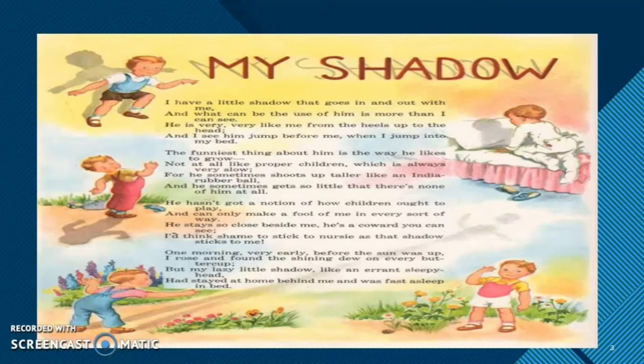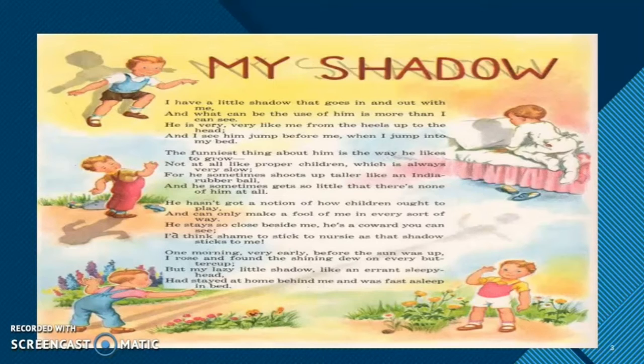And what can be the use of him is more than I can see. So he says that the shadow has no use, okay? He cannot see any use of the shadow. So indirectly, he's calling the shadow useless. He is very, very like me from the heels up to my head. So he says this shadow looks exactly like him from the bottom of his feet, that is your heels, till the poet's head, okay? And I can see him jump before me when I jump into my bed.